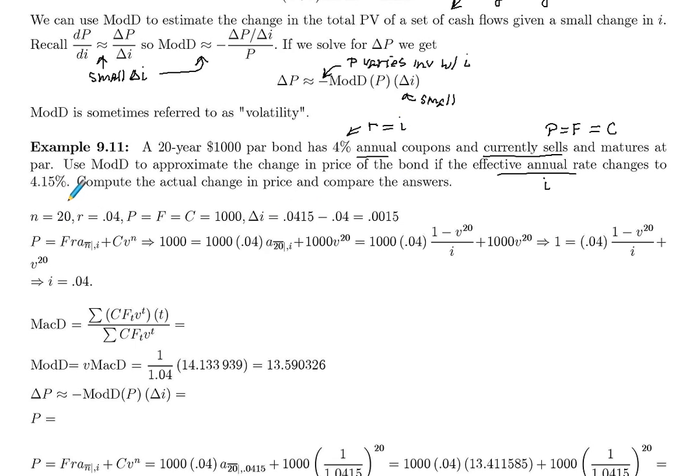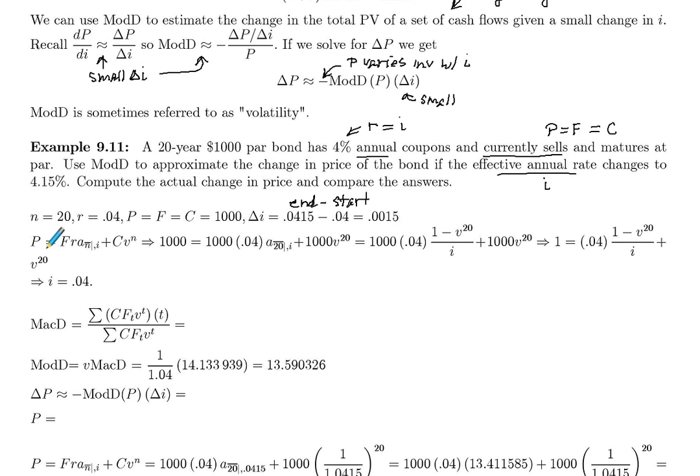So let's lay out our variables real quick. N is 20, it's 20 annual coupons. R is 0.04. P and F and C are all the same, they're 1,000. Our change in interest rate is going to be from 4% to 4.15%. So this is the end minus the start. So that's an increase of 0.0015 or 0.15%.